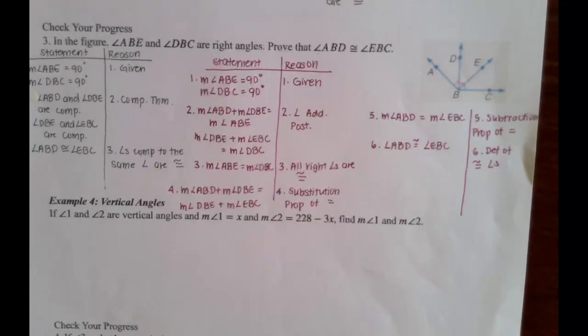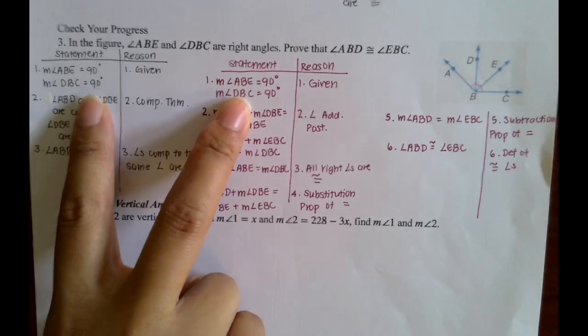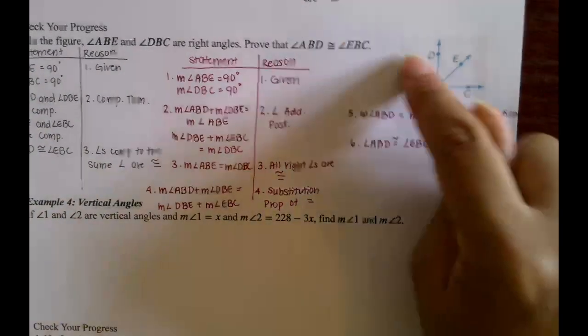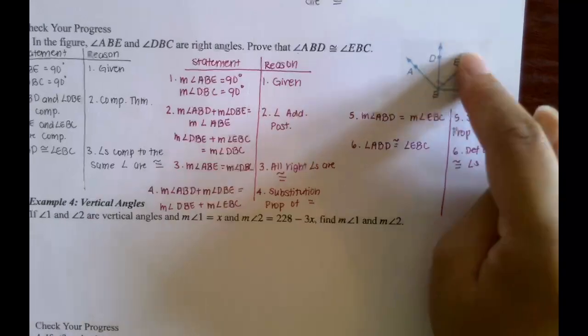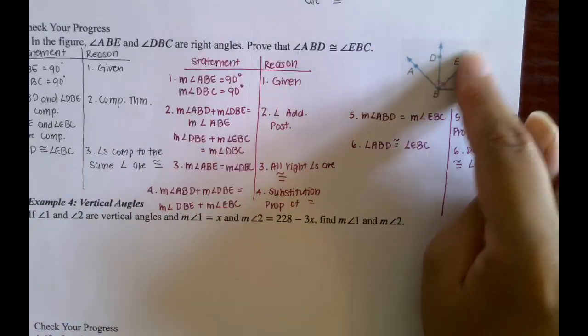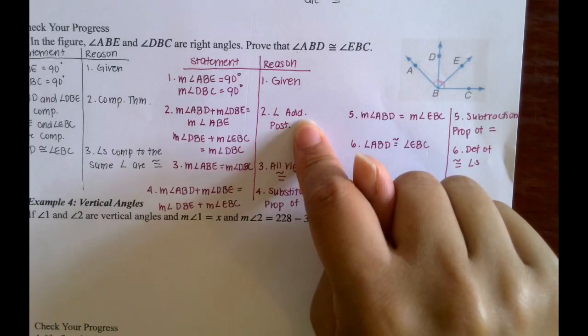So my given starts the same way. So our statement one is the same because we're both starting with the given. Okay. And then for me, I thought of it as, oh, ABD and DBE form ABE. And DBE and EBC form DBC. That's the angle addition postulate. Okay.